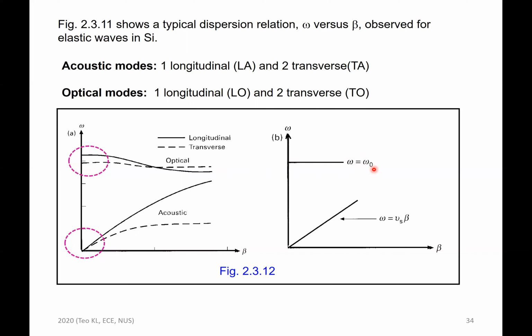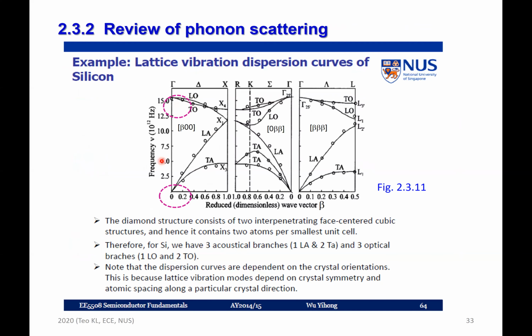Different semiconductors will have different optical phonon energy and also different acoustic phonon energy, because they have different phonon dispersion curves. Different semiconductors have different structures, and they depend on the crystal orientation and the crystal symmetry. Now, let us make some sense of this frequency near beta equals 0 for the acoustic branches and also the optical branches.